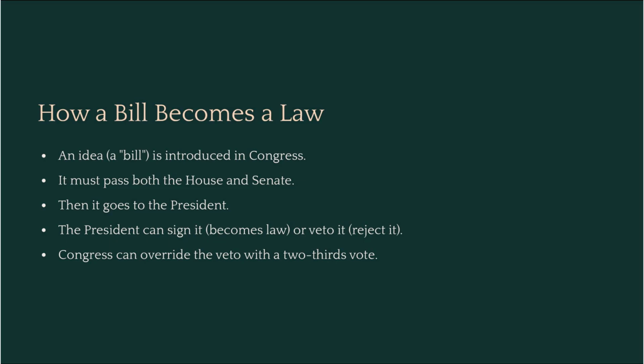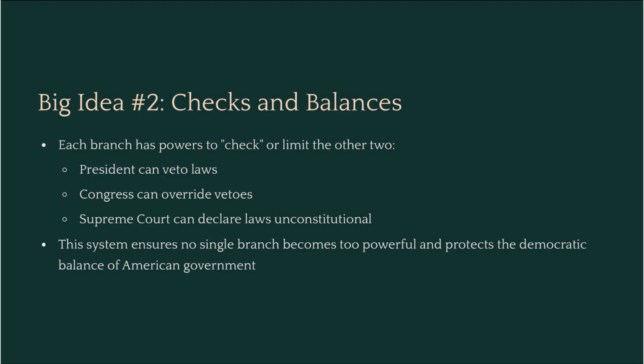But the president can also veto it, which is a formal rejection. If that happens, the bill is dead, unless Congress can get a 2/3 majority in both chambers to vote to override the veto, which is very difficult to do. This brings us to the next big idea: checks and balances. The founders wanted to make sure the three branches stayed equal, so they gave each branch specific ways to check or limit the power of the other two.